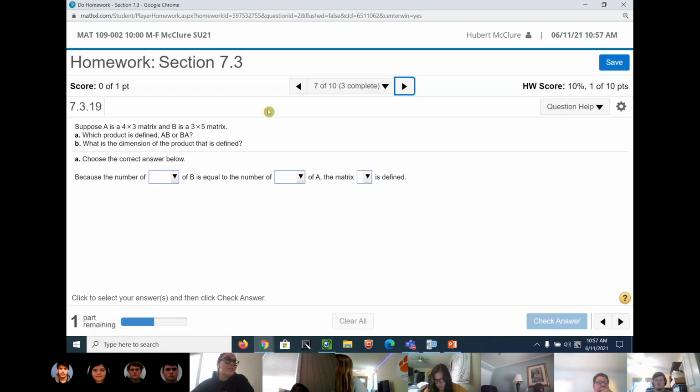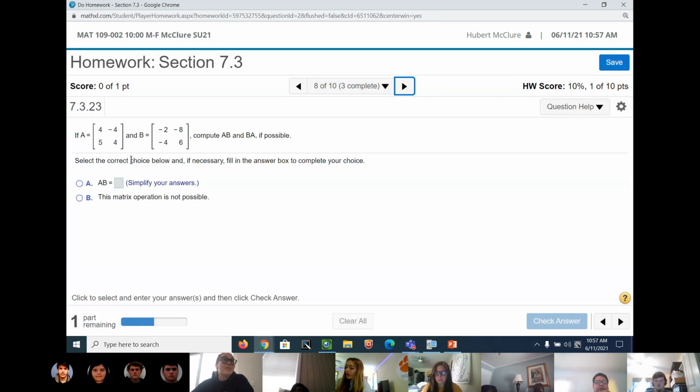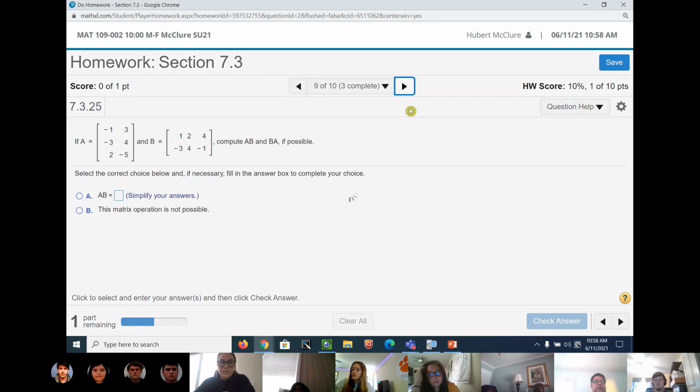Okay, I'm not going to answer these questions because these are not test questions. There we go, there's a test question. If A is equal to this and B is equal to this, compute A times B and B times A. Now that is a test question. They want you to see that it's not commutative. And there's a test question.